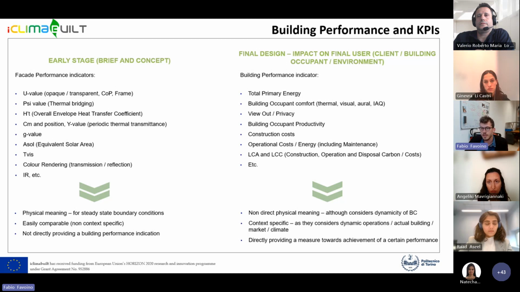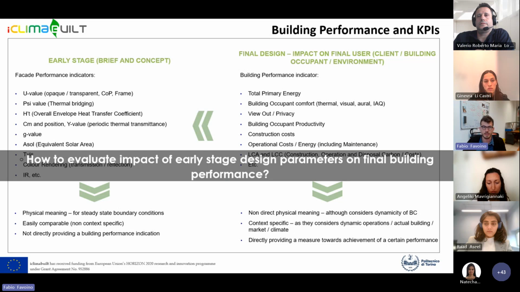All these metrics don't have a direct physical meaning. Nevertheless, they consider the specific context, the dynamicity of boundary conditions, the actual building on which you deploy the specific building envelope, so the effect of it on the actual building. Nevertheless, they are able to directly provide a measure towards the achievement of a certain performance. So the question is, how can we bridge this gap between the final stage and the early design?